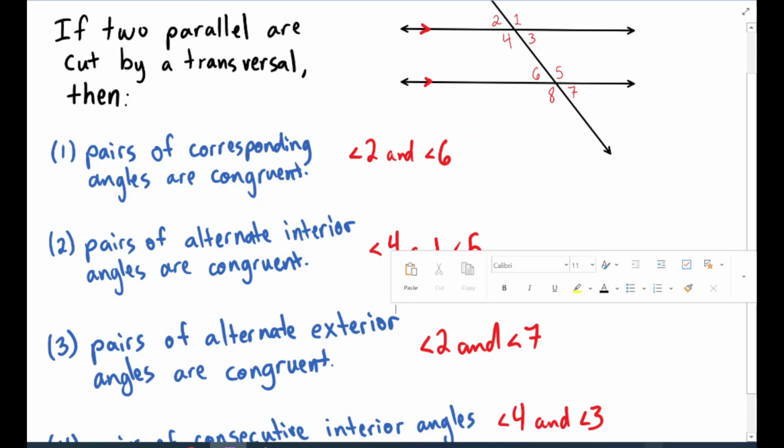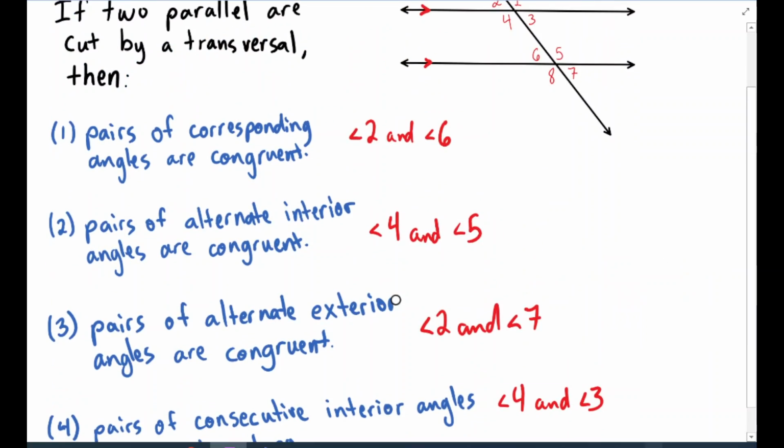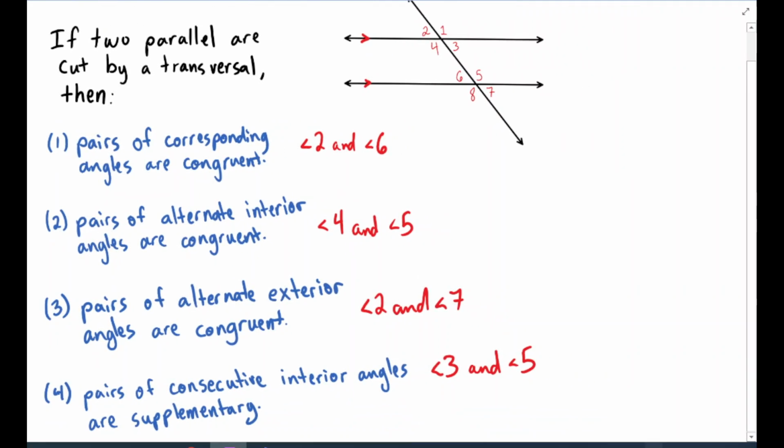Whoops, I made a little mistake. This is not angle 4 and angle 3. This is supposed to be angle 3 and angle 5. Consecutive meaning that as we basically go top to bottom, they follow one another. So angle 3 and angle 5 are consecutive and supplementary. Of course, we know angle 3 and angle 4 are supplementary and add up to 180. They're on a straight line. The theorem, the good part, is that angle 3 and angle 5 are supplementary, and angle 4 and angle 6 are supplementary as well.